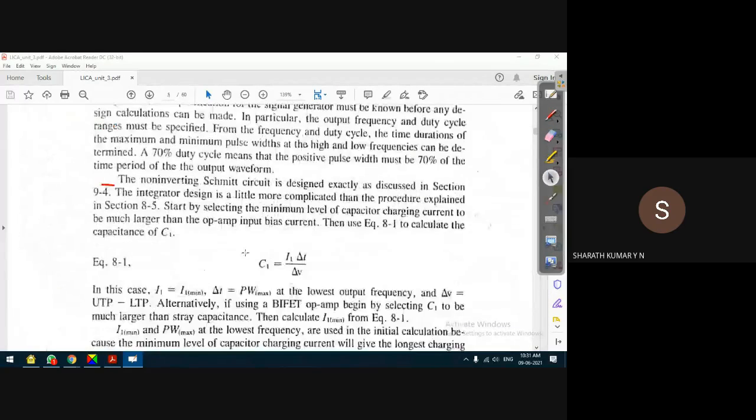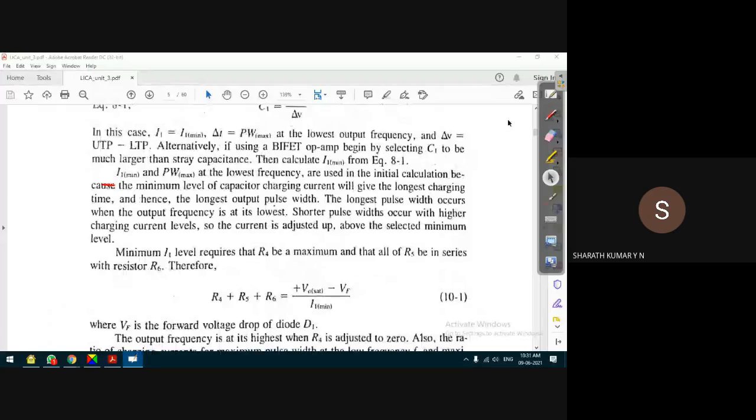But that's one way that is good, because the smaller the capacitor current, the smaller the capacitor value. Smaller the capacitor value, better is the circuit operation. Not necessarily, but safer, I mean a lighter circuit, easy to handle. So the longest pulse width occurs when the output frequency is at the lowest current. Shorter pulse widths occur with higher charging current levels. Correct.